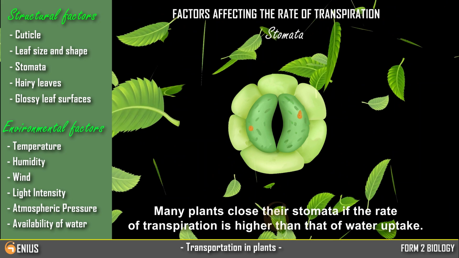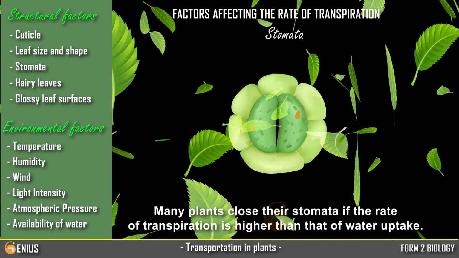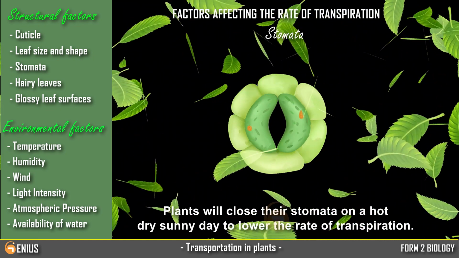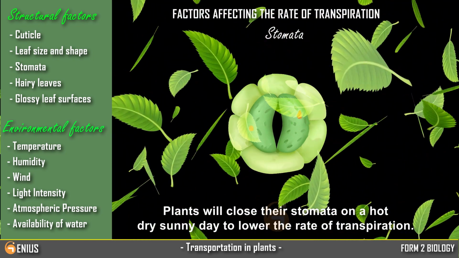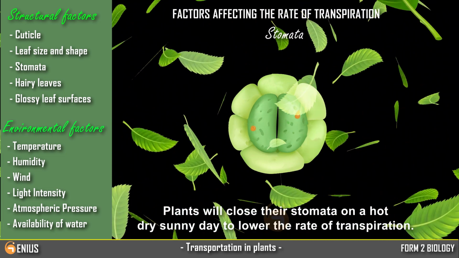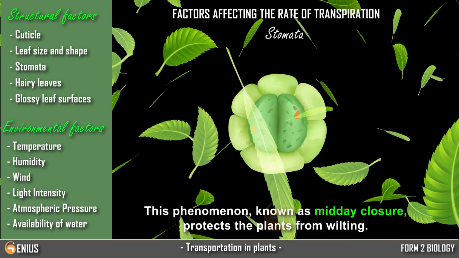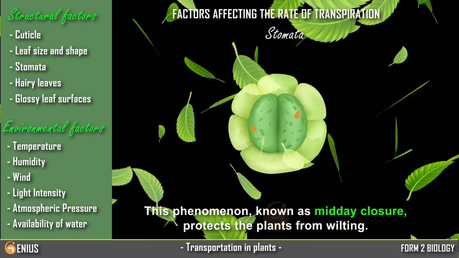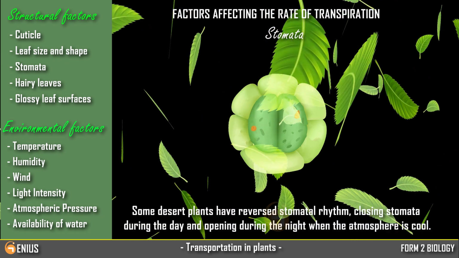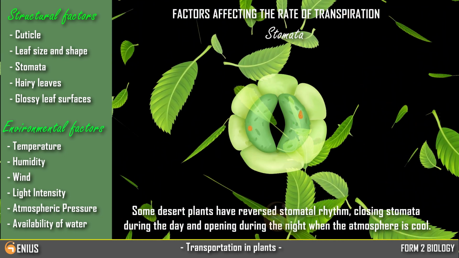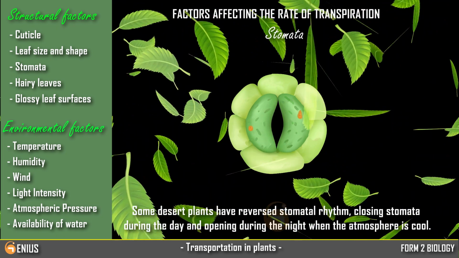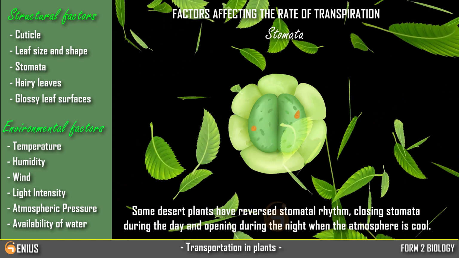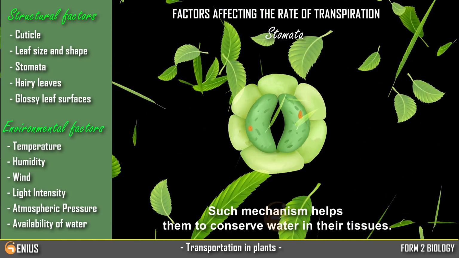Many plants close their stomata if the rate of transpiration is higher than that of water uptake. Plants will close their stomata on a hot, dry, sunny day to lower the rate of transpiration. This phenomenon, known as midday closure, protects the plants from wilting. Some desert plants have reverse stomatal rhythm, closing stomata during the day and opening during the night when the atmosphere is cool. Such a mechanism helps them to conserve water in their tissues.